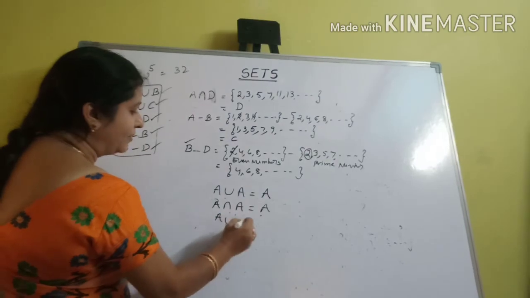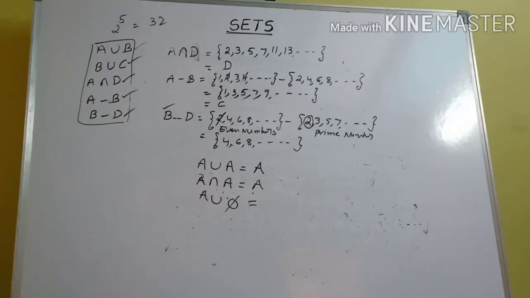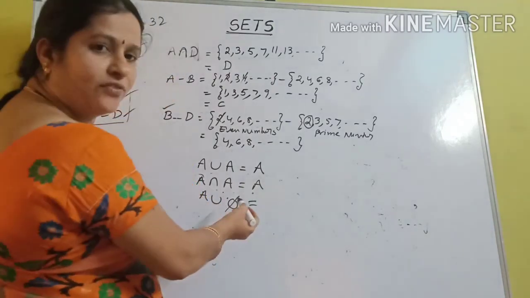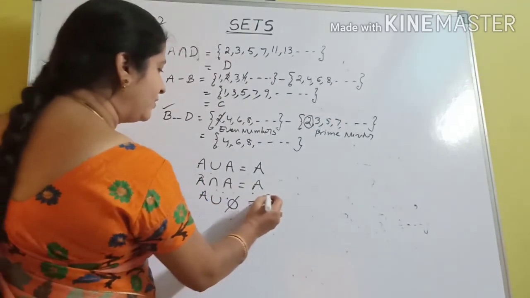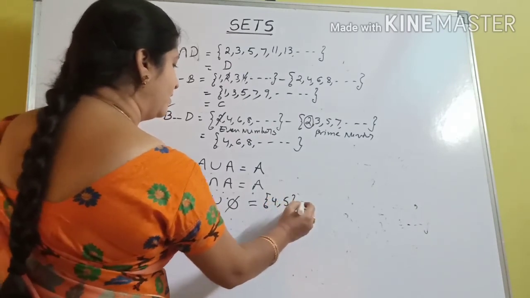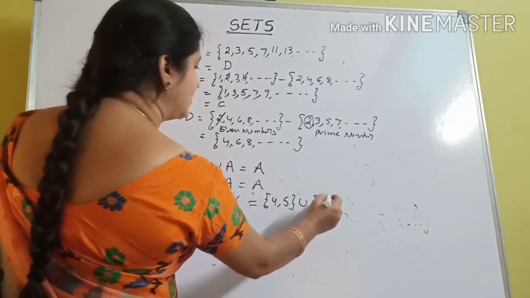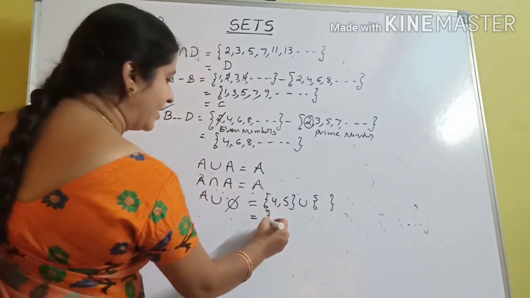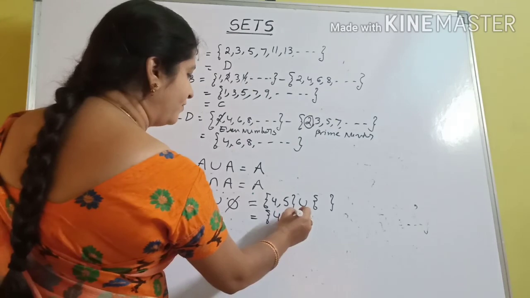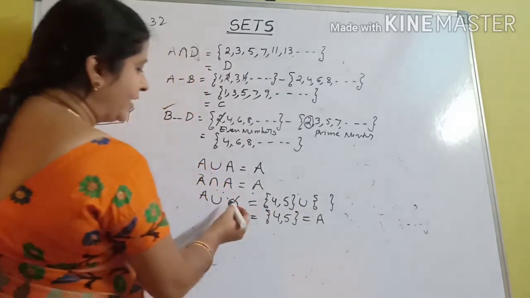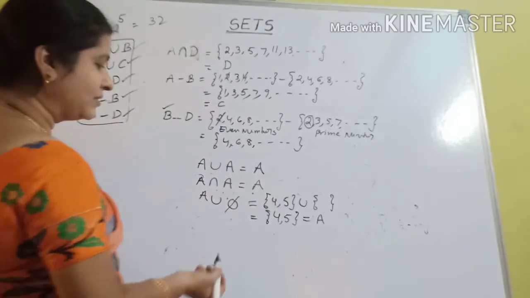A union phi. A union phi equals, suppose A equals the set of 4, 5. Union phi means null set. So what is the value of A union phi? Again you have the set of 4, 5. So it is nothing but A. So A union phi is always A.